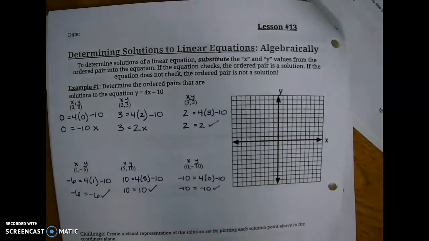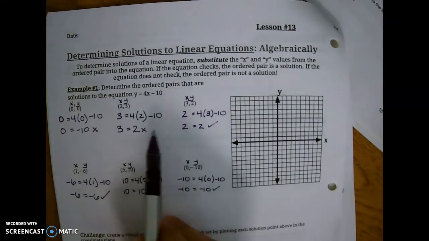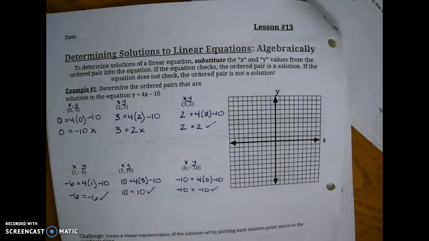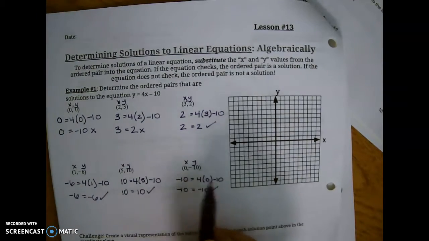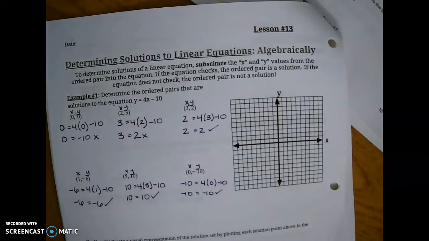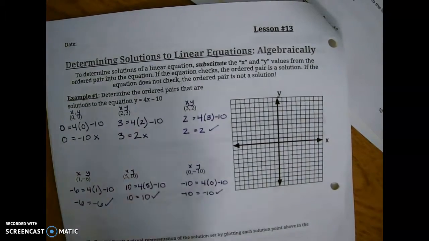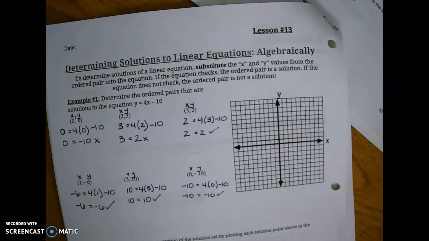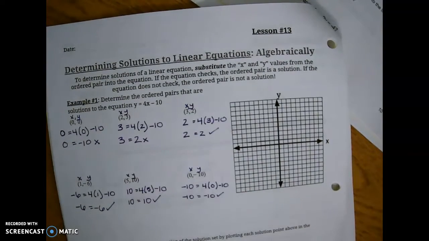This is your work. This point 2, 3 was not a solution. This point 3, 2 was a solution. This point 5, 10 was a solution. And this point 0, negative 10 was a solution. So out of these 6 points, these 2 were not, and then I have 1, 2, 3 points that were solutions. Notice there's more than one solution.